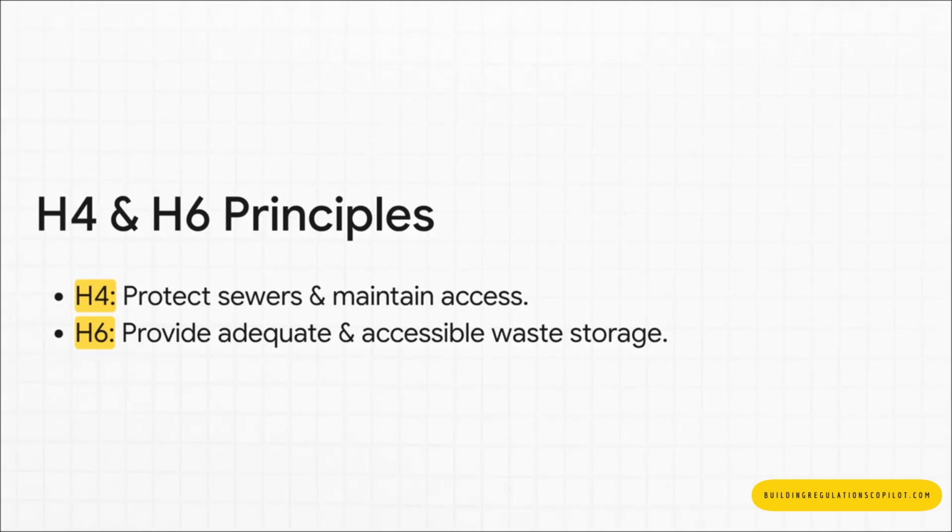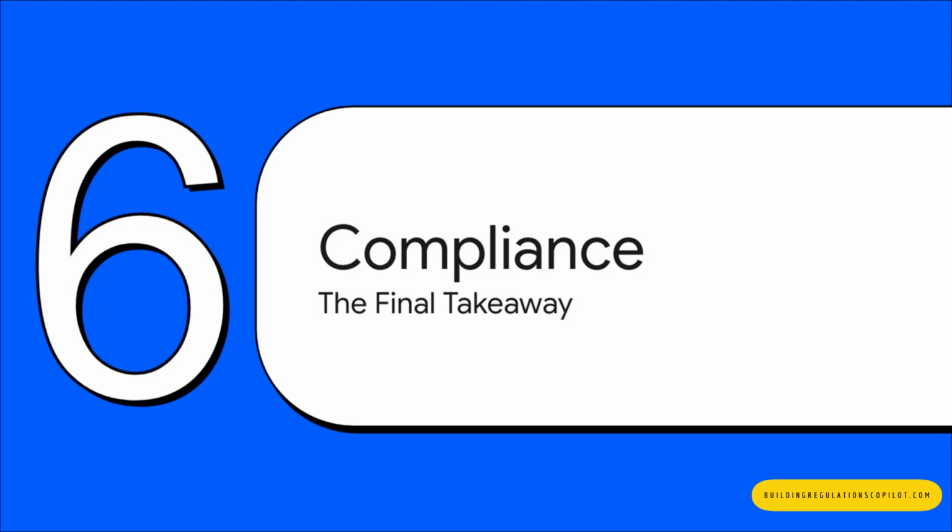Let's break these down. For H4, it's all about one thing. Don't mess with the sewer. You have to make sure your building work doesn't damage it, and crucially, that you don't block access for future maintenance. As for H6, it's just common sense really. You need to design a proper spot for bins with enough space and make sure they're easy to get to for collection day. All right, we've worked our way through all the technical bits, so let's zoom back out for the final and maybe most important takeaway. What does all this guidance actually mean when it comes to your project?